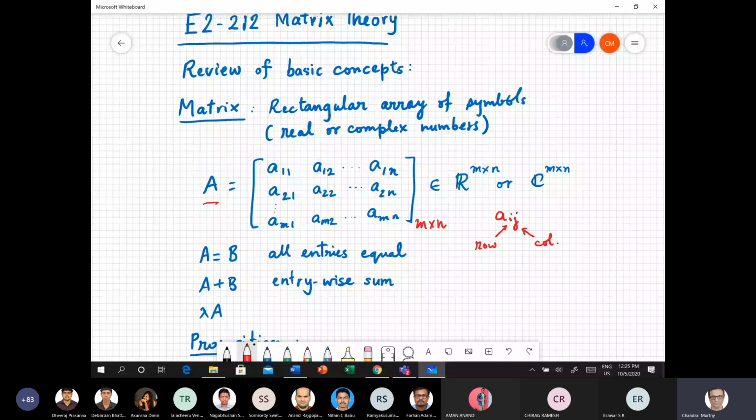Lambda is a scalar here. It could be a real or complex number. Lambda times A corresponds to multiplying every entry of A with this value lambda.